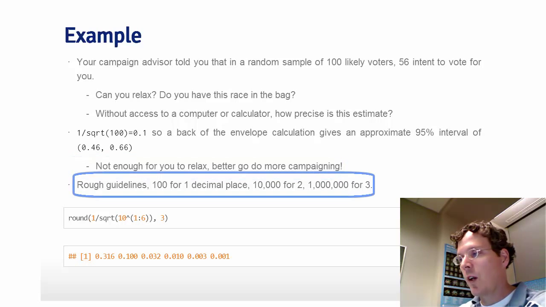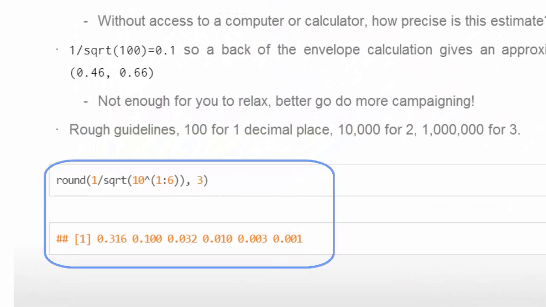So some general rough guidelines is that you need 100 for 1 decimal place in a binomial experiment, 10,000 for 2, and 1,000,000 for 3. Here I just give 1 over the square root of a bunch of powers of 10 just to illustrate that.